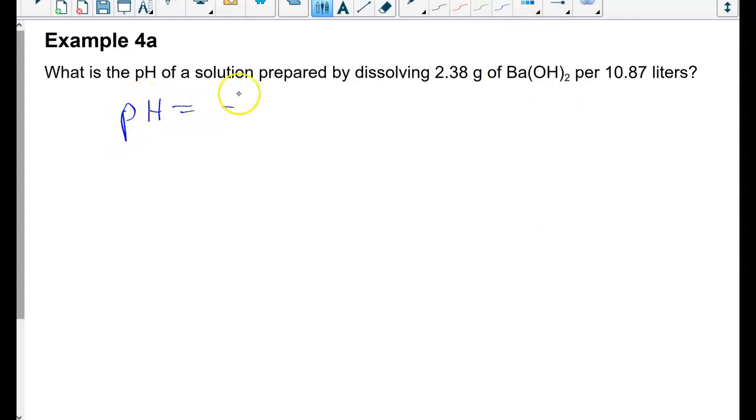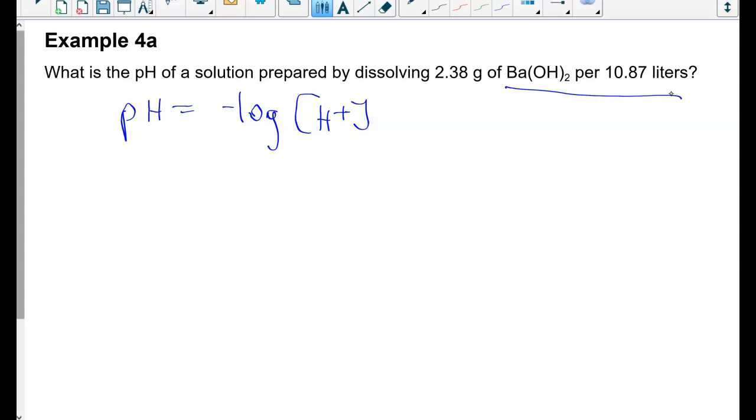pH equals the negative log of H plus. We're trying to calculate pH here, so we have to use this formula. Before we can use the formula, we're going to write this, because we don't have any numbers that are moles over liters. We have grams and we have liters, but we don't have moles over liters. So we're going to take a moment to write this base.